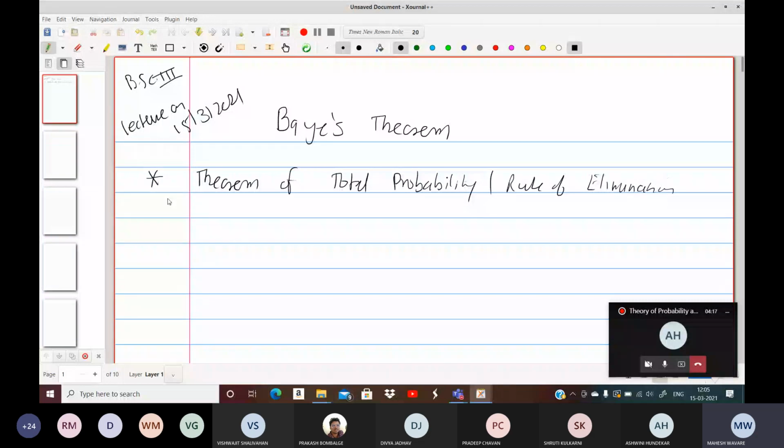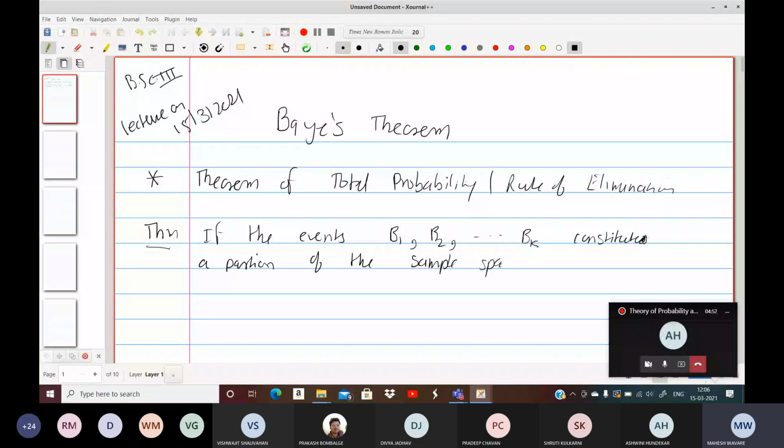So let me state that statement. If the events B1, B2, and so on Bk, finite events, constitute a partition of the sample space S, such that everybody is non-empty, meaning their probability is non-zero, for every i equal to 1 to k.